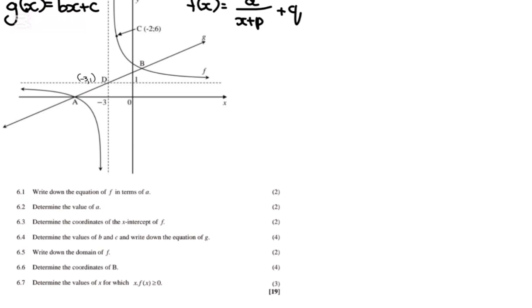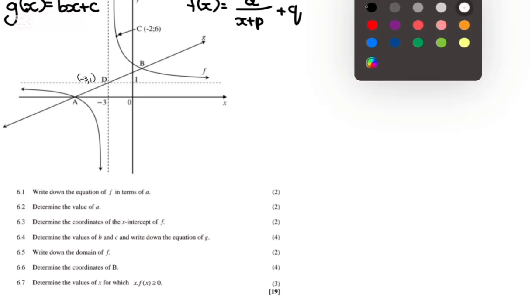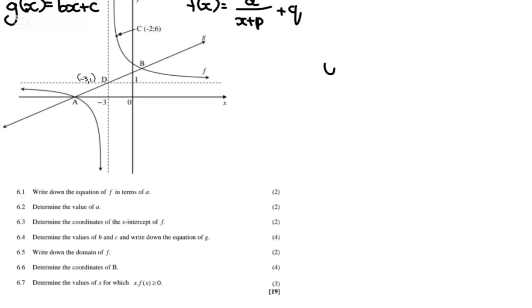So whenever I write down an equation in terms of an unknown, just make sure that your answer does have the unknown in. So this was the equation. So we need to write down the equation. So this is 6.1. This is the equation for the hyperbola.